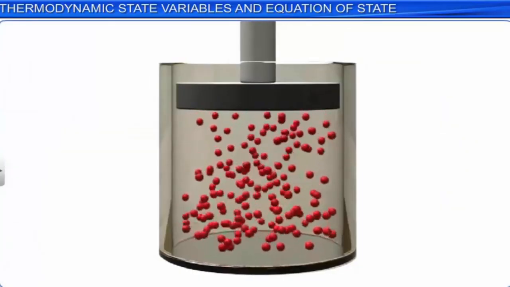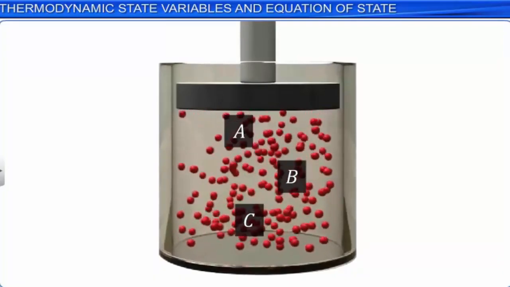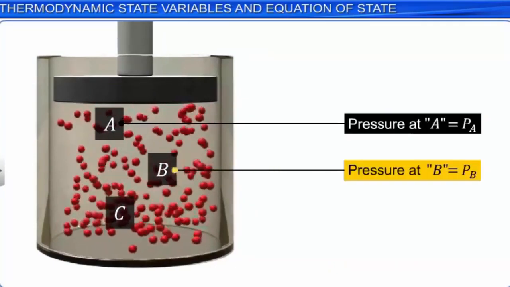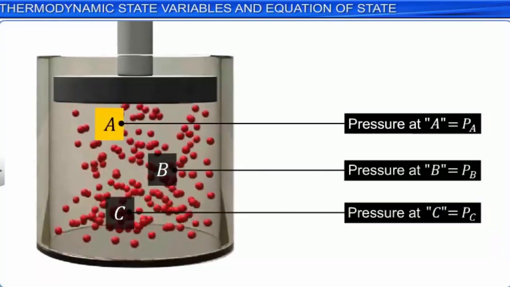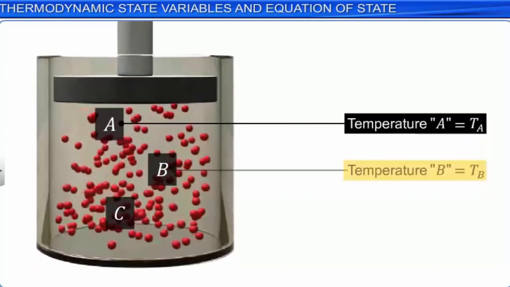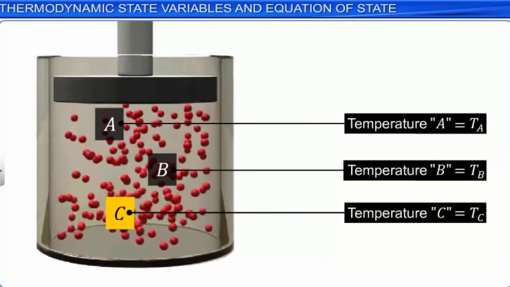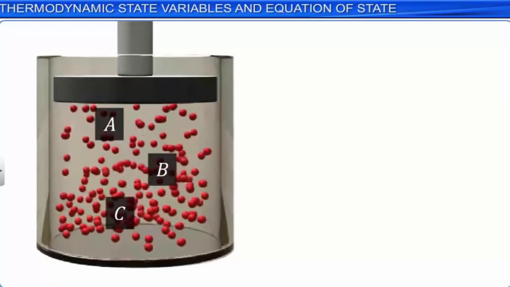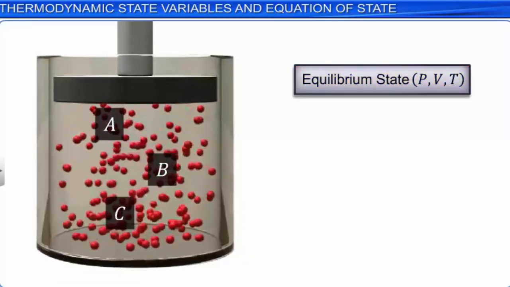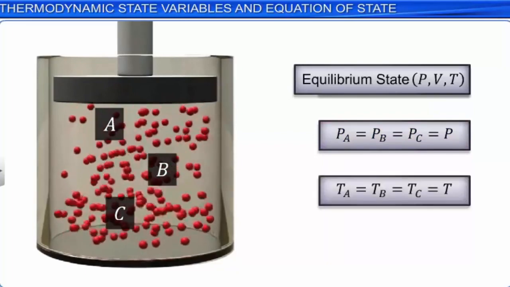If A, B, and C are 3 points in the system, and Pa, Pb, and Pc are the pressure of the gas at A, B and C, and Ta, Tb and Tc are the temperatures of the gas at A, B and C respectively, and if the state of the gas PVT is in equilibrium state, then Pa is equal to Pb is equal to Pc is equal to P, and Ta is equal to Tb is equal to Tc is equal to T.